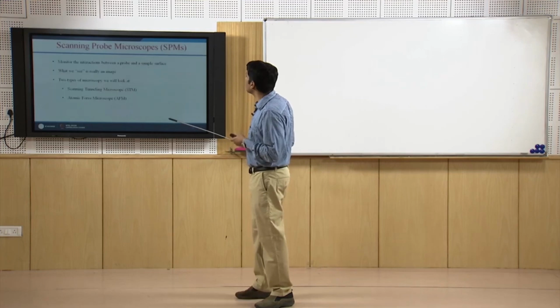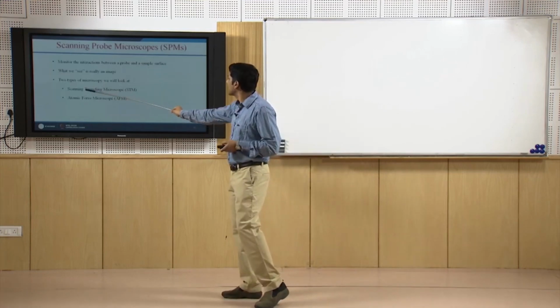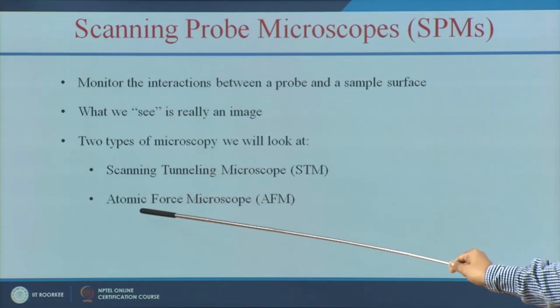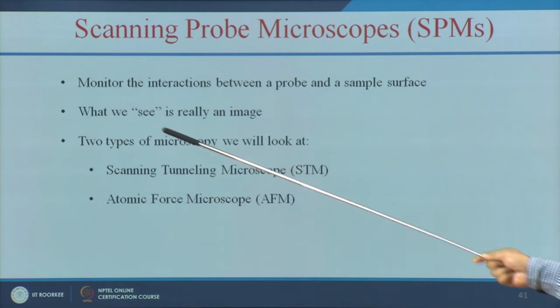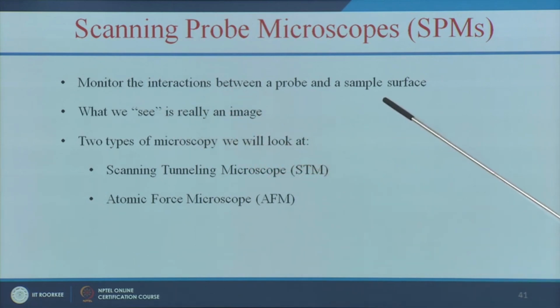So, next we move on to the scanning probe microscopes. Under the scanning probe microscope there are two types, one is the scanning tunneling microscope and the other is the atomic force microscope. Here we can monitor the interaction between the probe and the sample surface.